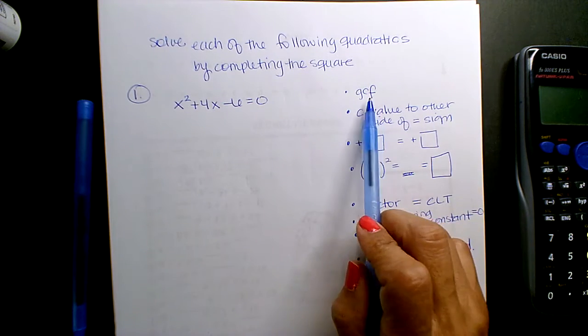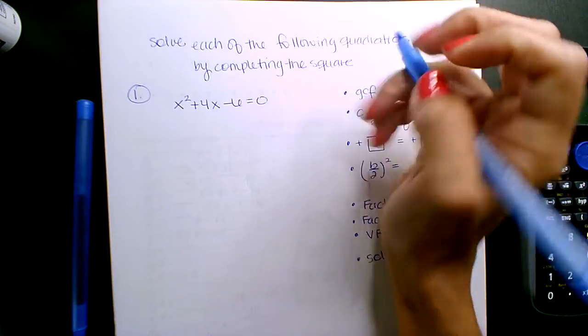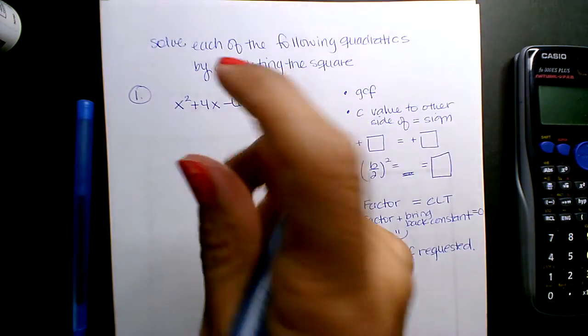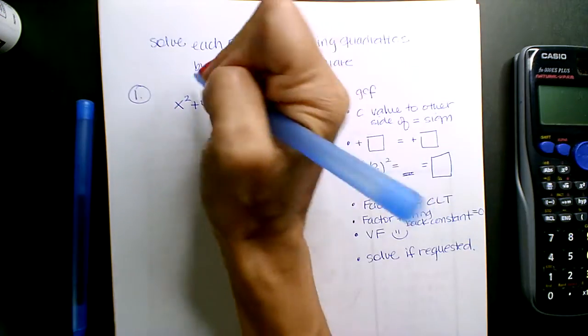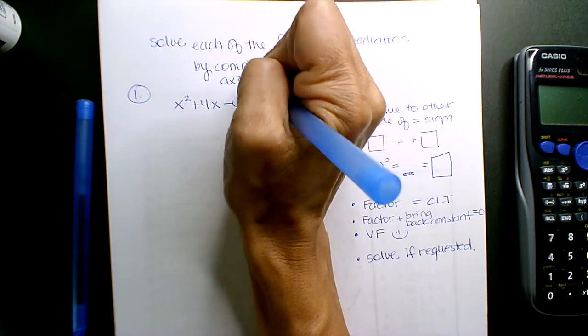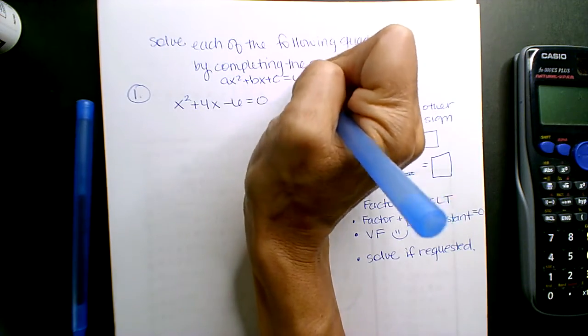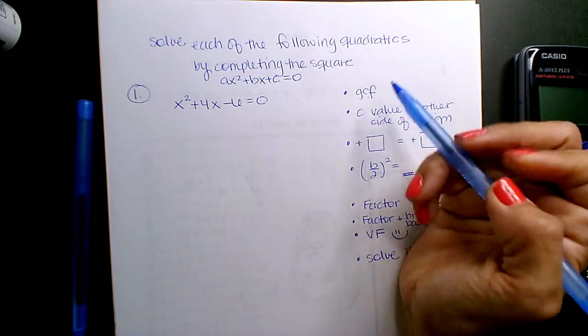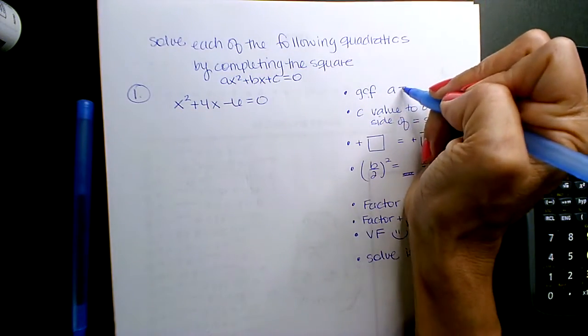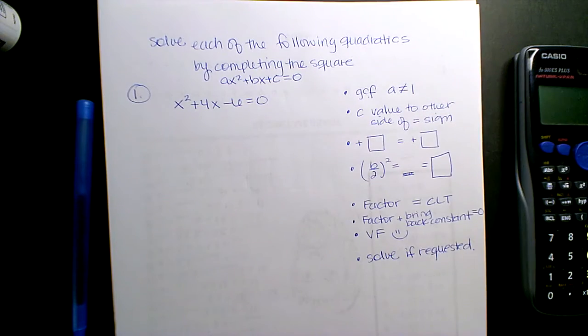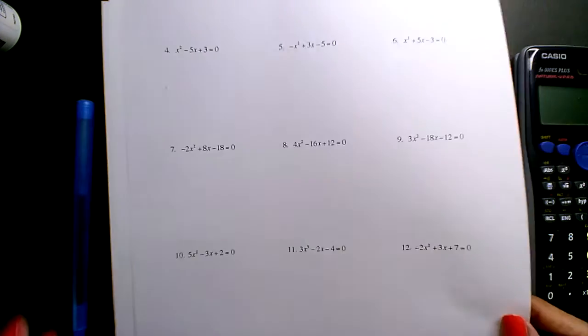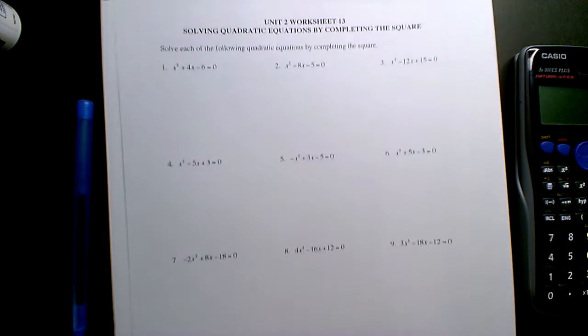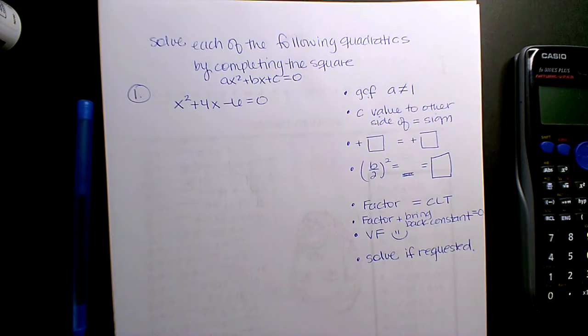Your first step is you look for a GCF. Now in this case, my A value is 1, right? A, B, C, right? Ax squared plus bx plus c is equal to 0. My A value is 1, so there is no GCF. The GCF exists when A is not 1. If you look at your worksheet, that's 7 through 12. We're 1 through 6, so we're on the easy ones.